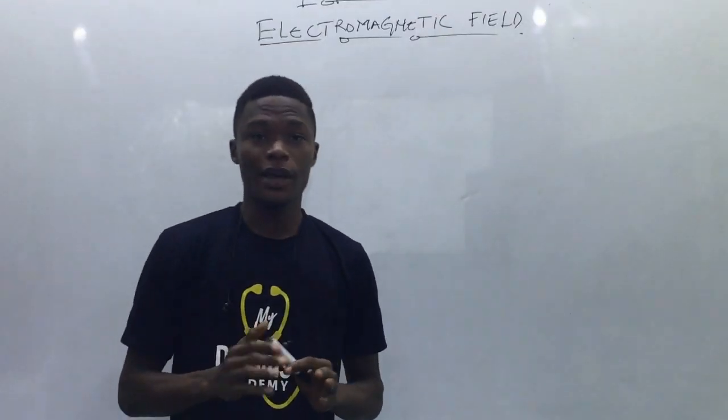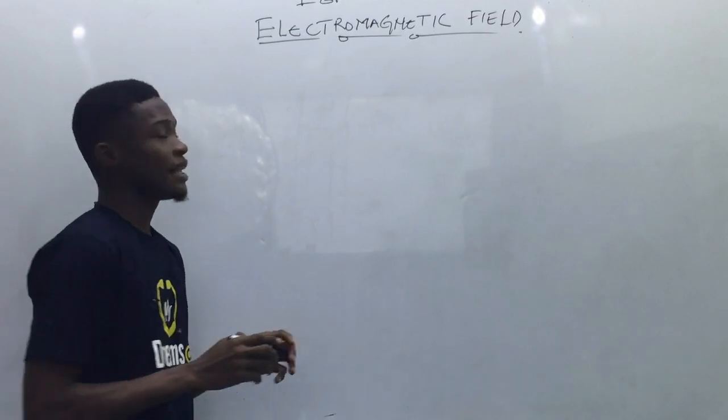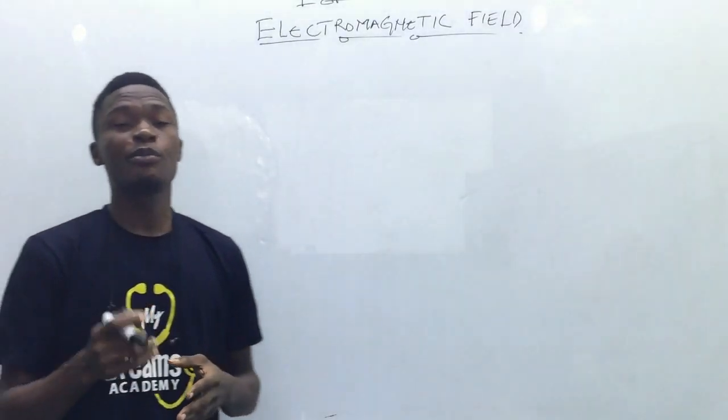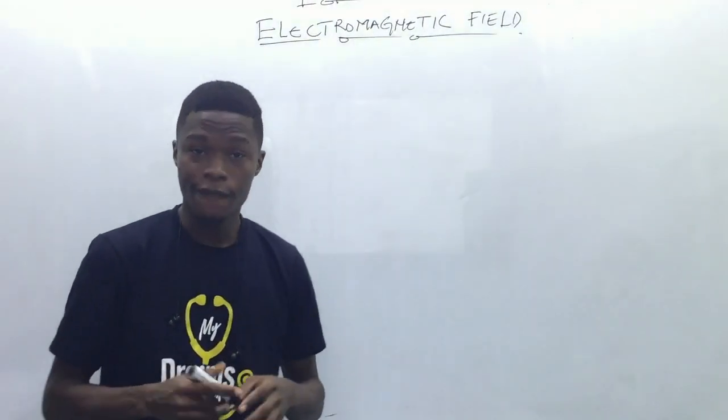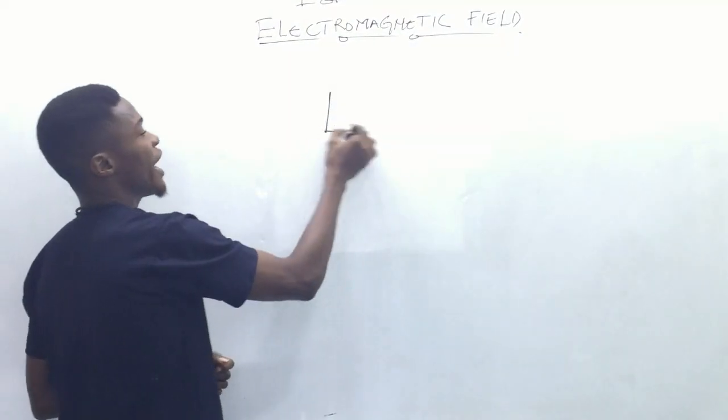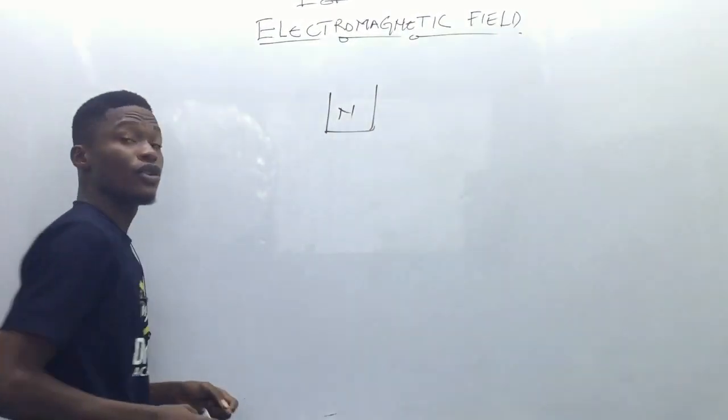For example, in our generators, in our motors, in our dynamos, all these things are effects of what? Electromagnetic field. That's the relationship between electric field and magnetic field. So we're going to start with basics, by understanding what happens to a charge when it is projected into a magnetic field. Let's assume we have a magnetic field produced by a bar magnet.